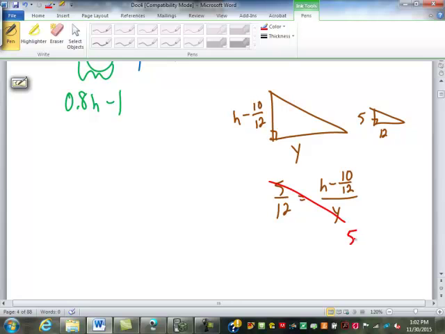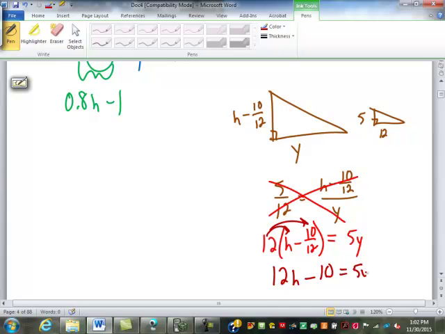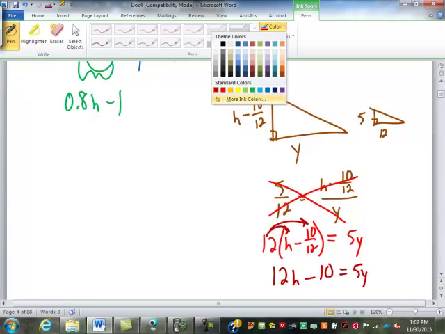5 times y is 5y. And over here we have 12 times h minus 10 twelfths. And yes, once again, 12 times h is 12h. 12 times negative 10 twelfths is a negative 10 equals 5y. And we're going to divide by the 5.